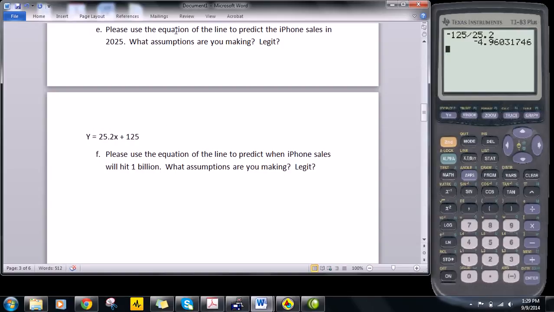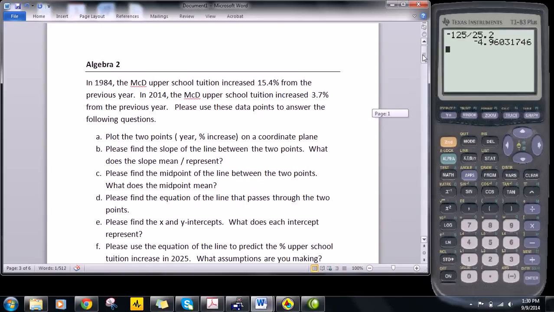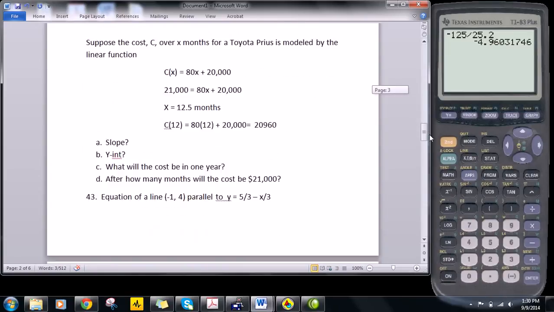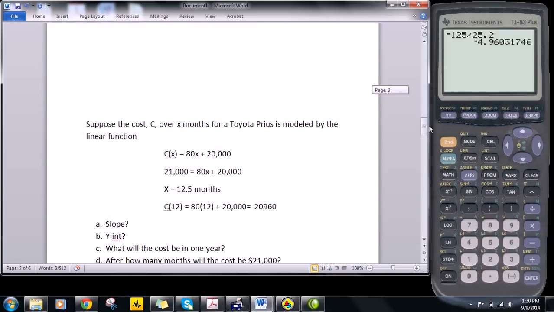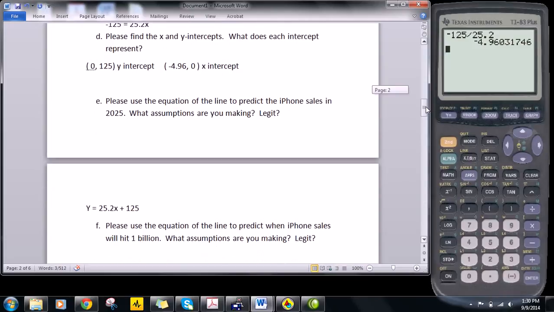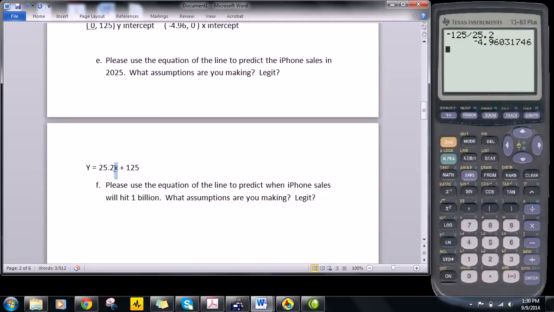So in this case, I want to use the equation to predict the sales in 2025. Now, remember year is my independent variable, that's x. But I'm not going to put 2025 in because if you recall, x, my independent variable, was the year after 2012. So I'm really putting in 13, the year after 2012. Instead of 2025, I'm going to plug in 13 for x.